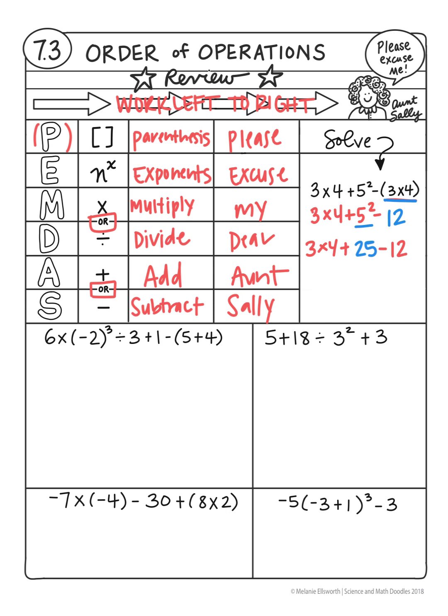Okay, now I'm left with multiplication, adding, and subtracting. So what comes first? Multiplication, which is 12. And then bring down everything else. Okay, now adding happens to come first when I'm reading this problem left to right. So I'm going to go ahead and underline 12 plus 25, which is 37. Bring down the minus 12, and your very last step should be your answer, which is 25.